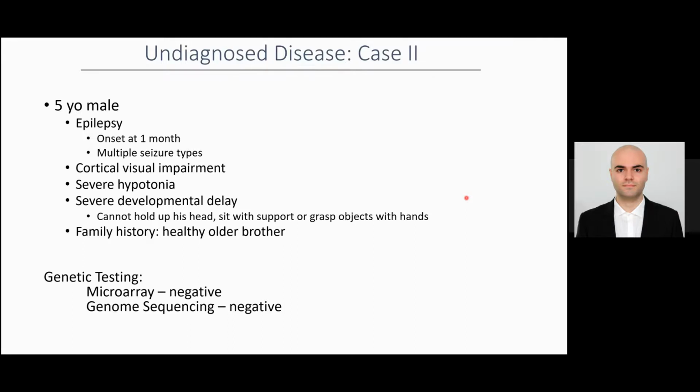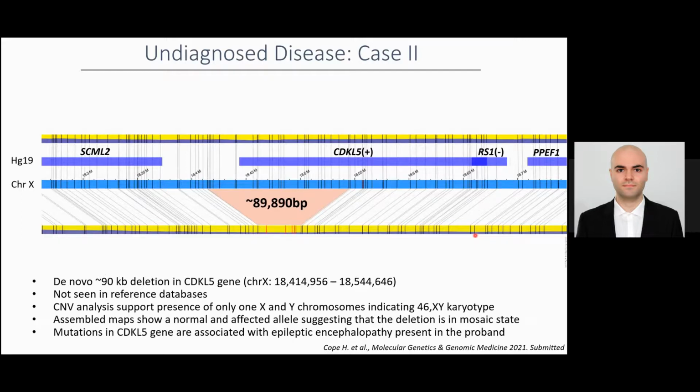Similar to case 1, this proband had undergone chromosomal microarray, which came back negative, as well as genome sequencing that also came back negative. So again, we performed optical mapping on this, and what we identified is an approximately 90 kilobase pair deletion in the CDKL5 gene. This gene has been previously reported to cause epileptic encephalopathy, as evident from a number of publications.